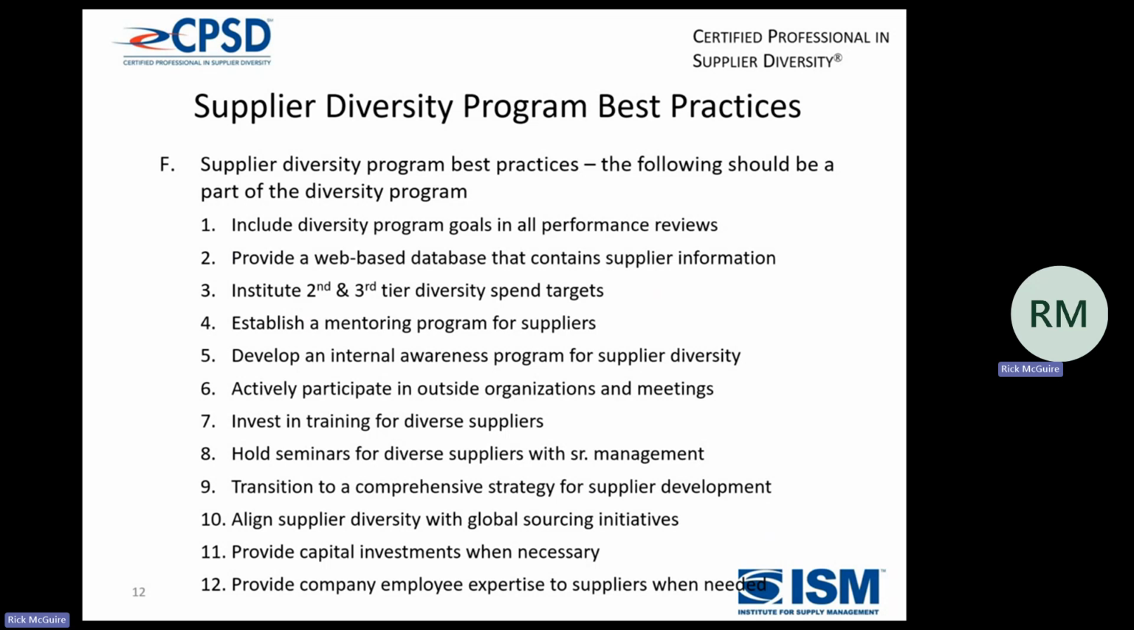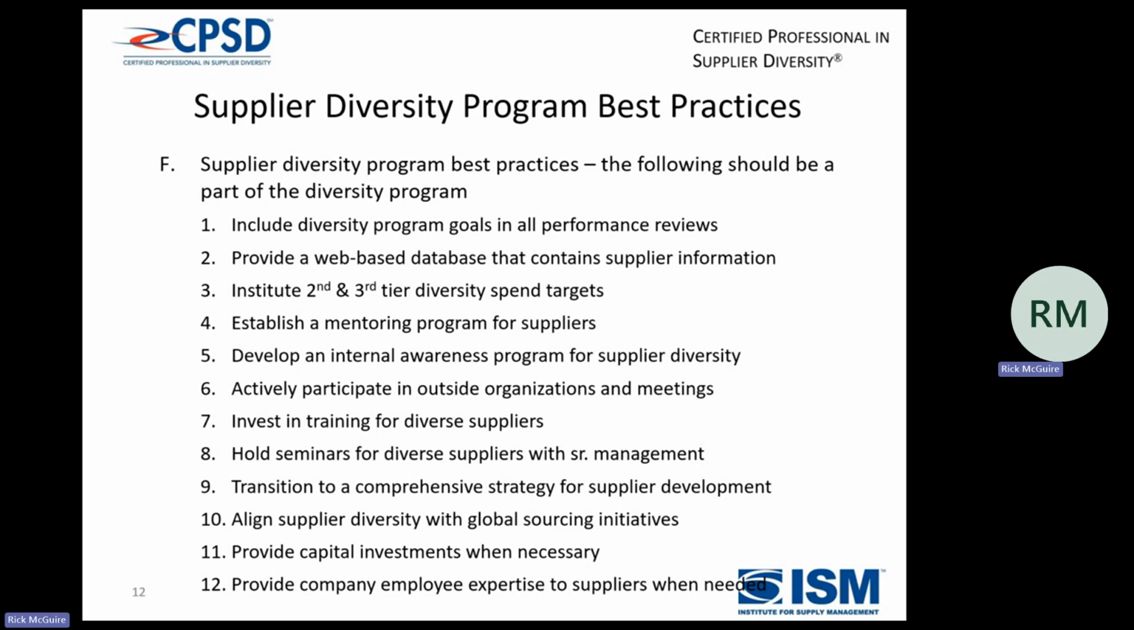Provide a web-based database that contains supplier information, preferably one that suppliers can enter their information themselves. Institute second and third tier diversity spend targets. Establish a mentoring program. Develop internal awareness programs. Actively participate in outside organizations. Invest in training for the diverse suppliers. Hold seminars with senior management and diverse suppliers.